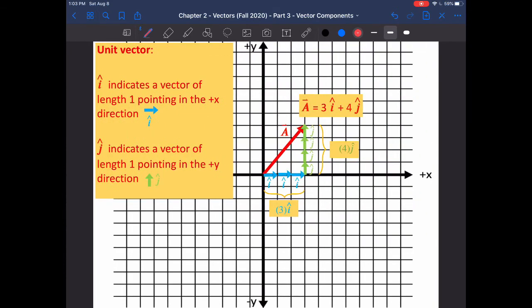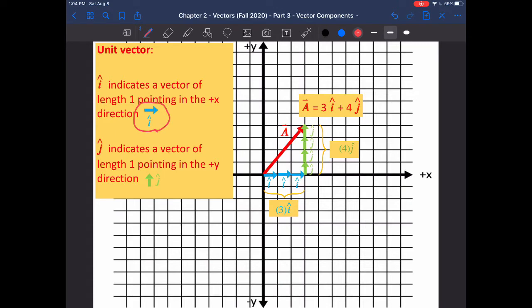Okay, so more about unit vectors. What is a unit vector? So our unit vector i hat is a vector of length 1 pointing in the plus x direction. All right, so the unit in unit vector means it has length 1. And so i hat is a vector that always has length 1 and always points in the x direction. Okay, so that is kind of what i hat is. And I can see right here, if I have 3 i hat, that's just kind of 3 unit vectors along the i hat direction, right?